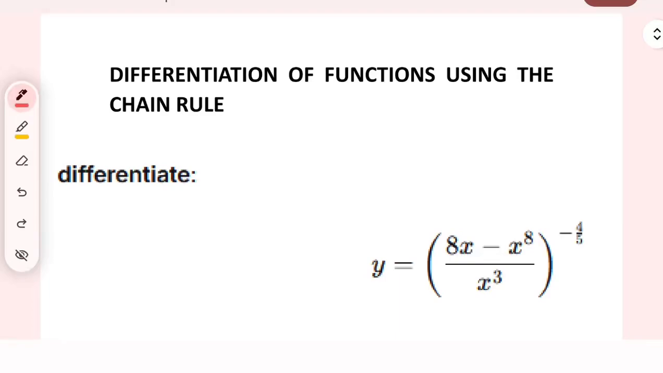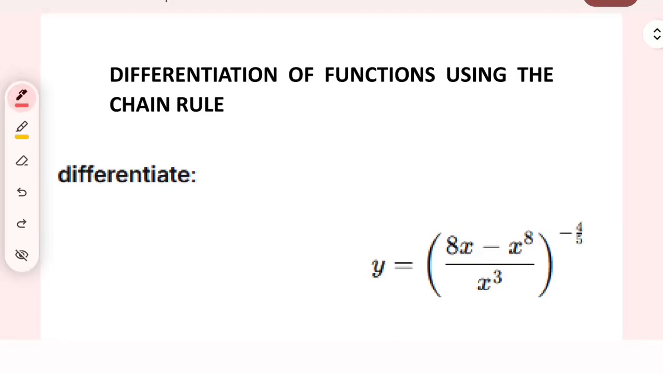So today we will differentiate functions using the chain rule. If you haven't watched the previous videos yet, as I've discussed in there, differentiation of functions using the product rule. So I had two problems in there. There are two videos, so if you haven't watched yet, you may have to go back to the two videos. So this video today would be about differentiation using the chain rule.